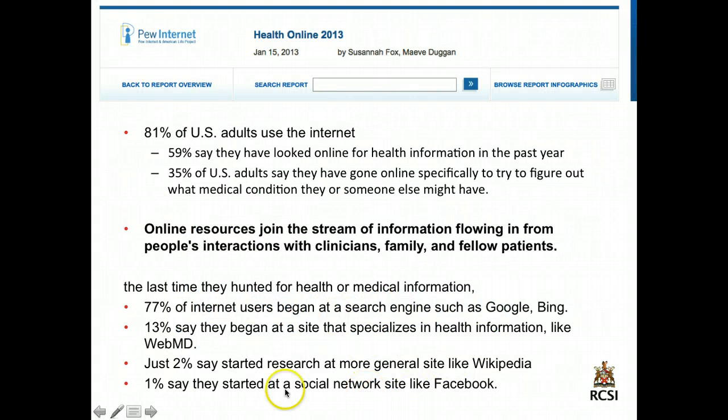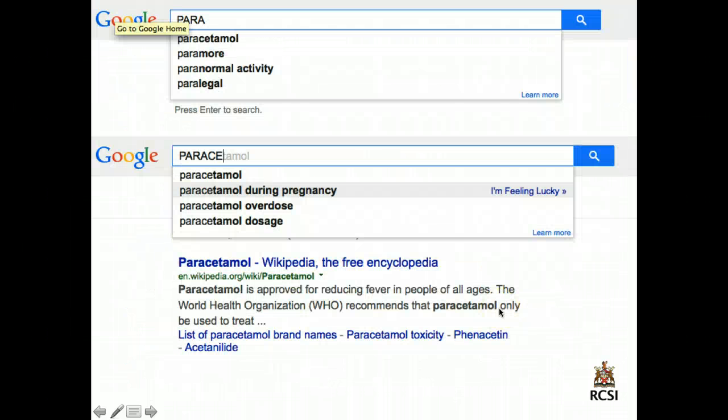I just took a little time out here to again illustrate the point about searching for information online. If we go back to the 77% of people who started with Google, this is just to illustrate the auto suggest feature, which can be turned on and off in Google. Let's say that I typed in PARA, and for whatever reason, Google are not going to tell me exactly why, maybe they know that I'm based at a medical school, who knows, but paracetamol starts to turn up. Paranormal activity, paralegal, okay. When I type a few more letters, you can see it's starting to complete it for me.